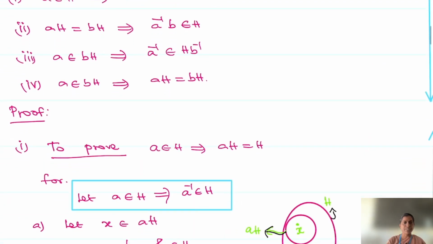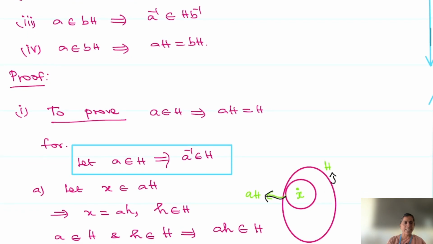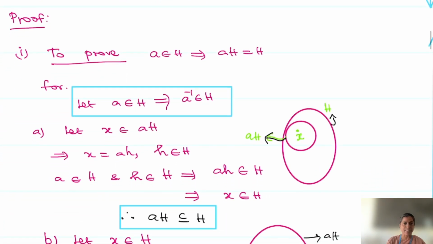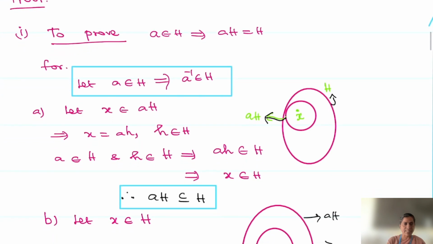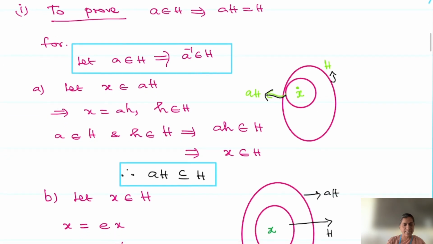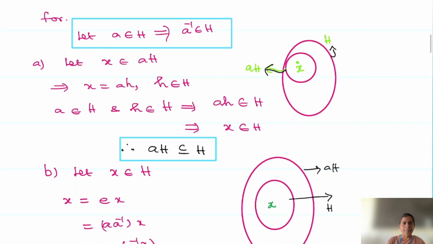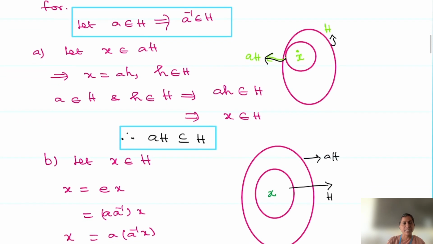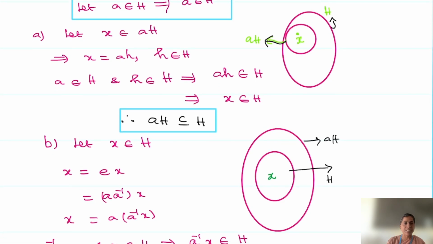Therefore, we prove the first case. First, you take A as an element of H, which implies A inverse is an element of H. We have to prove AH is equal to H. There are two cases: AH is a subset of H, and H is a subset of AH. Therefore, you take X as an element of AH, so X equals AH, where h is in H. Therefore, AH is in H, since A in H. Therefore, we prove that AH is a subset of H.